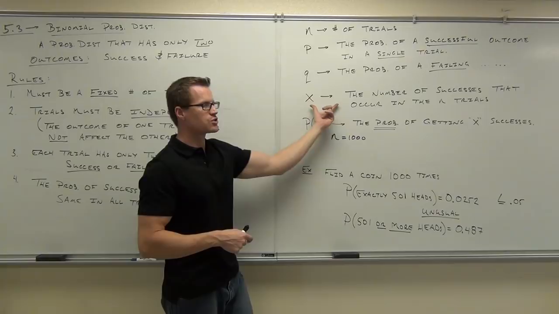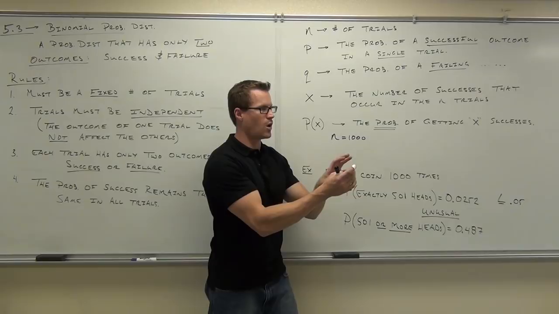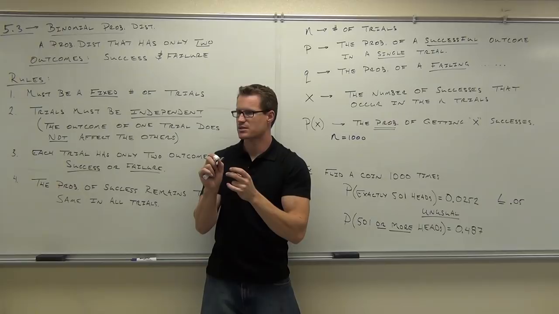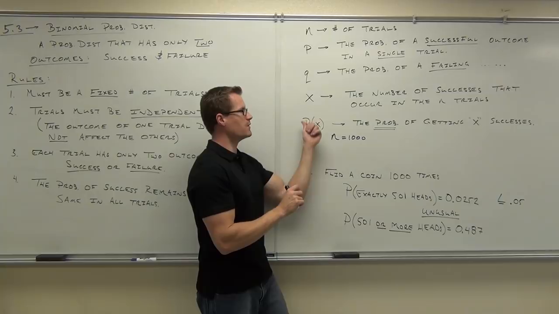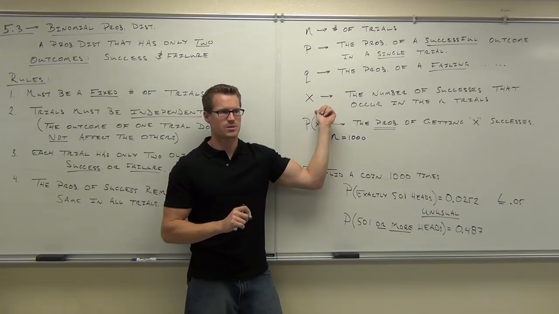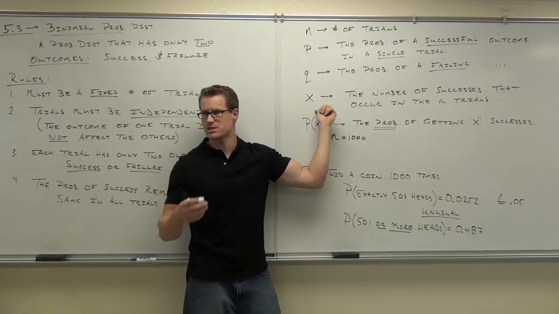X is the number of successes you want. P, lowercase letter p, is the probability of each of those successes happening. The probability of one single success occurring in your trial. That's what that means. What this probability means is the probability of getting that many successes. So is X a probability? X is just the number of successes you're looking for, whatever that happens to be.